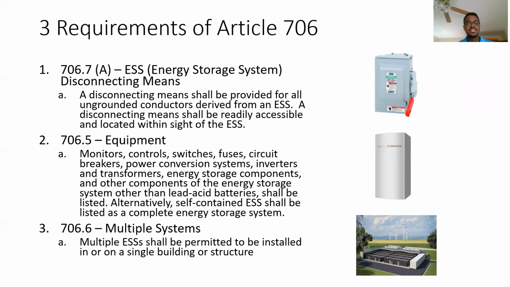The second requirement that I thought was important was 706.5, which is equipment. And it says that all of the equipment has to be listed. So this is huge for safety because every solar system is different, and some have different components than others. So the fact that all of the components need to be listed and easily accessible is great for first responders who need to come in if there's a fire, or for people coming in to do maintenance.